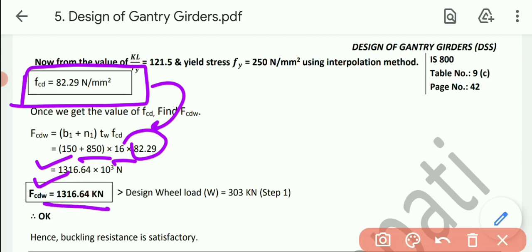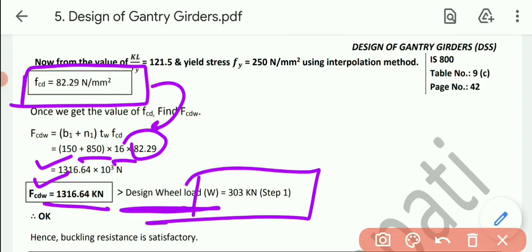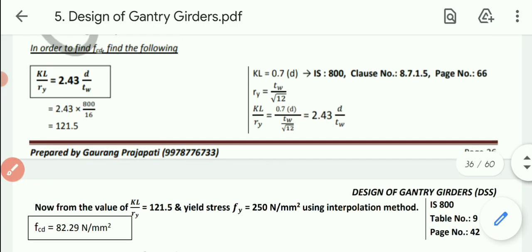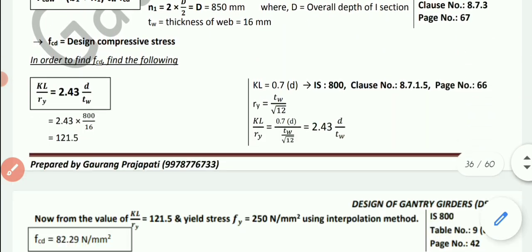Let's convert it into kilonewton: 1316.64 kilonewton. It should be greater than the design wheel load which we calculated in step number 1, that is 303 kilonewton, which it is. So we can say the buckling resistance is satisfactory. Clear? So this was the check for the local buckling of web.